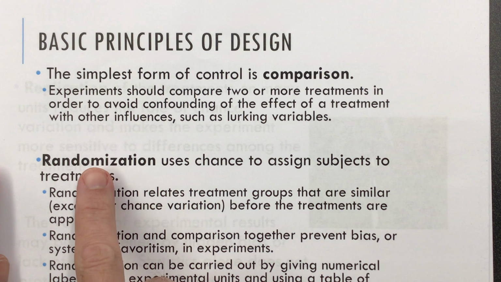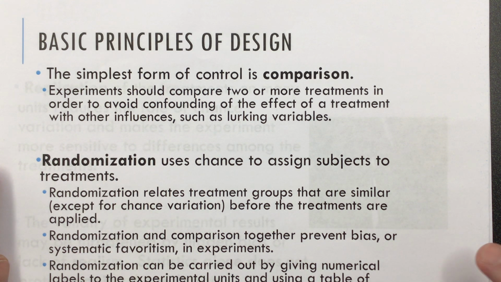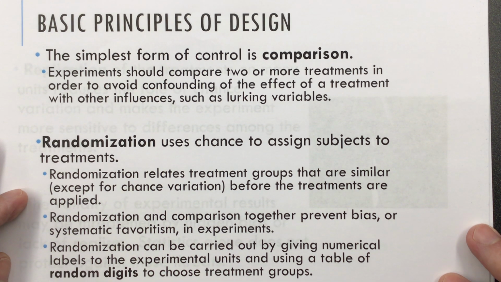Okay, next is the idea of randomization. Okay, so again, we need to randomly assign subjects to avoid bias.